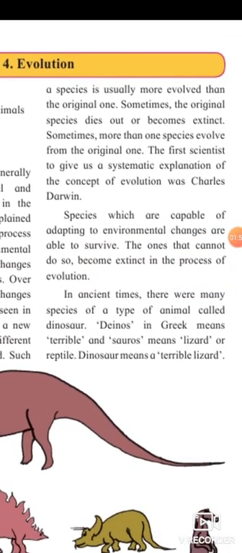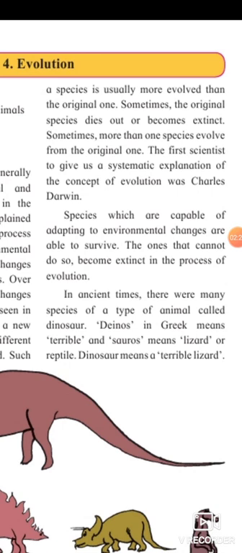Such a species is usually more evolved than the original one. It may be changed from the original one through adaptability. Sometimes the original species dies out or becomes extinct. Sometimes more than one species may evolve from the original one.